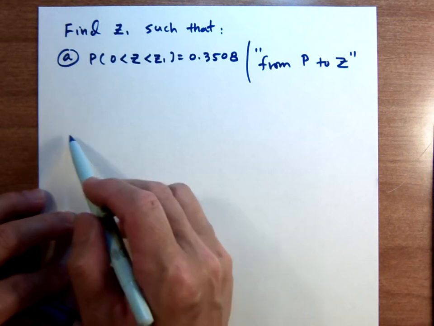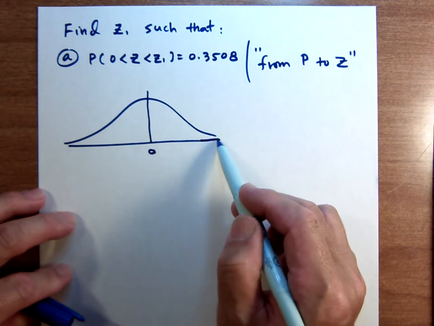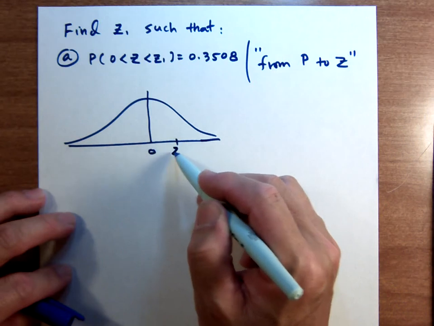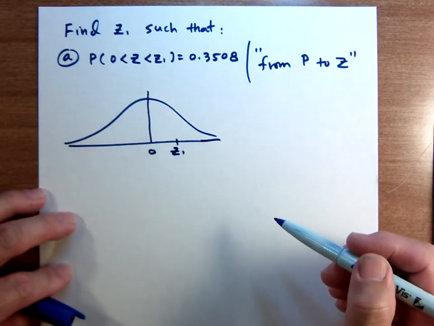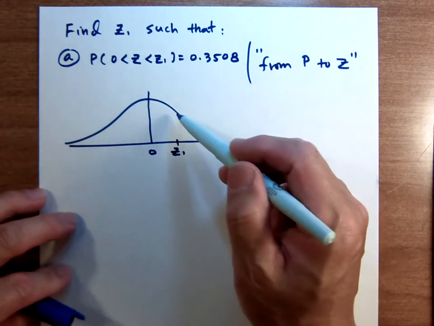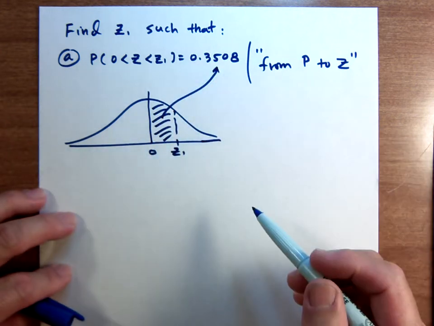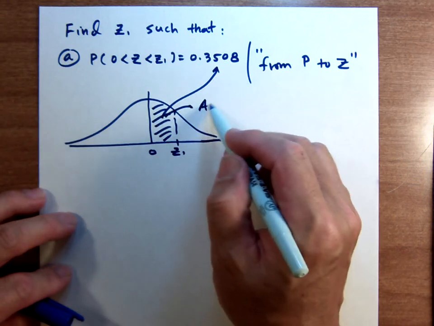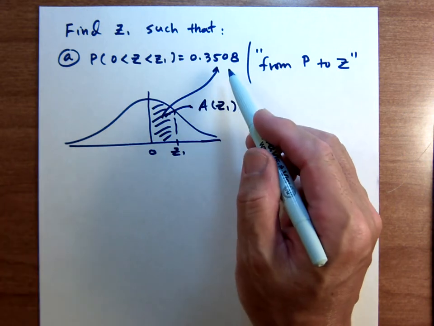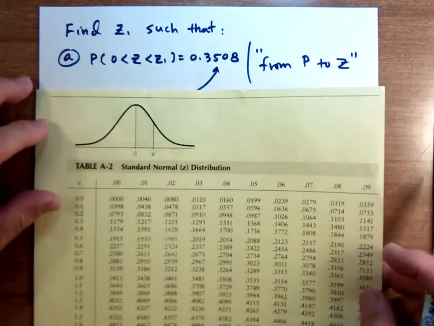Okay, let's draw a picture. The middle is 0 for the z, and somewhere on the positive side, it has to be positive because z1 is greater than 0. That area here is this, and remember, this is what I call A of z1. And A of z1 is 0.3508. So this is the one where we use this table, but go backwards.